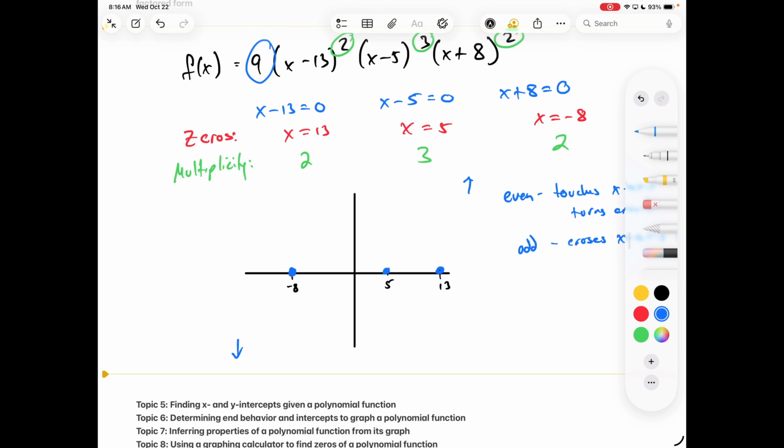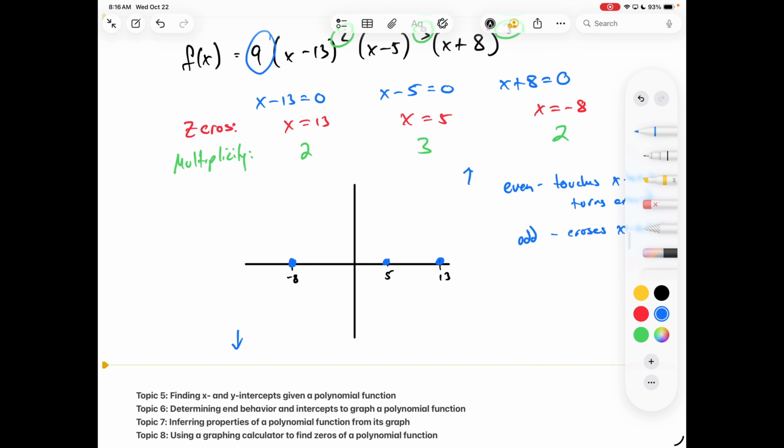Okay, so now I can look at this. Negative 8 has a multiplicity of 2, which is even. So I know that it's going to come and hit this and turn around like this, okay? And then at 5, it's odd, so it's going to cross this one like this, somewhere like this. I'm just giving a ballpark idea of what it's going to do. At 13, the multiplicity is even, so it's going to touch it and turn around, okay?